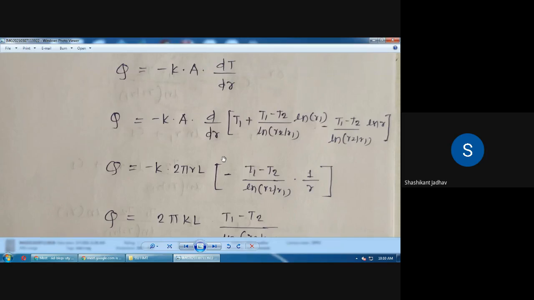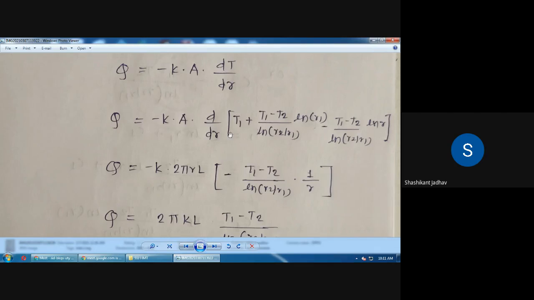T1 plus (T1 minus T2) ln of R1 divided by ln of R2 by R1 minus (T1 minus T2) ln of R divided by ln of R2 by R1. हे ऑलरेडी आपण टेम्परेचरचं इक्वेशन फाइंड आउट केलेलं आहे. So put that value of temperature into this equation. आता डेरिव्हेटिव्ह विथ रिस्पेक्ट टू काय कॅल्क्युलेट करायचं आपल्याला? We have to calculate the derivative with respect to radius.